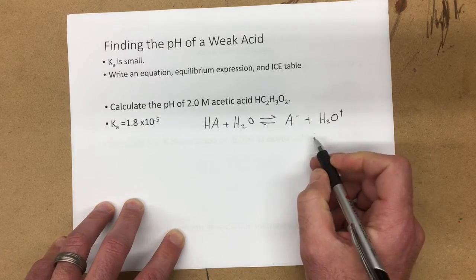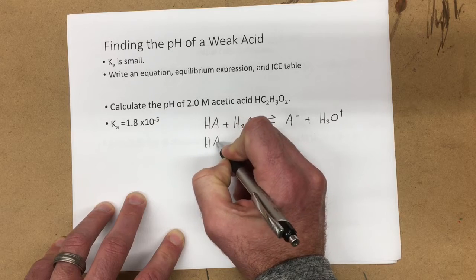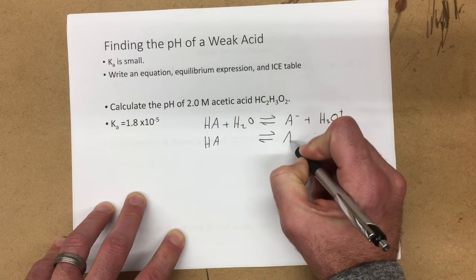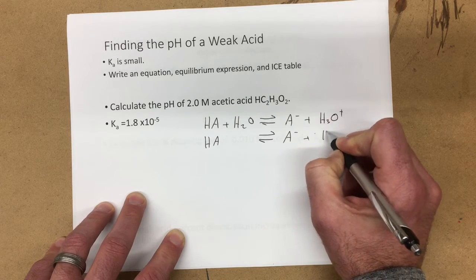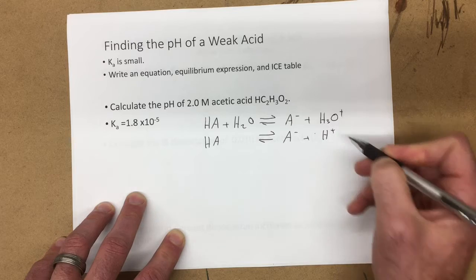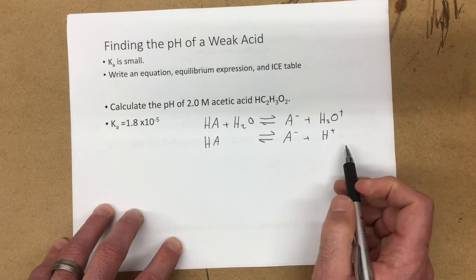You can write this out with or without the water. So I could have also written it out as HA reaches an equilibrium with A minus and H plus. Remember that hydronium and hydrogen are used basically interchangeably. They mean the same thing. So you can do it whatever way you prefer.